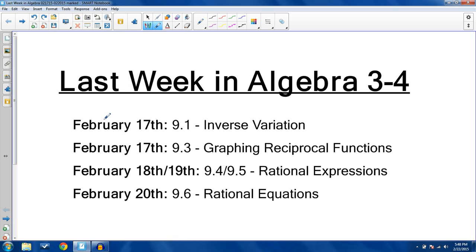Last week in Algebra 3-4, we had a shorter week. We went through the 17th to the 20th with our block. On the 17th we did two things: we looked at inverse variation for a brief moment, and I'll look at it even a little longer here. We graphed reciprocal functions, and I'll do a few graphs there. Then some rational expressions and rational equations.